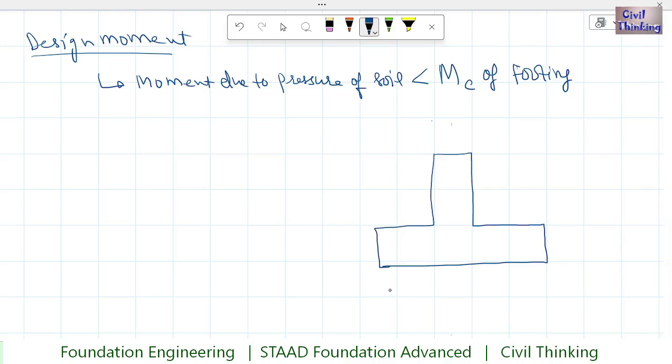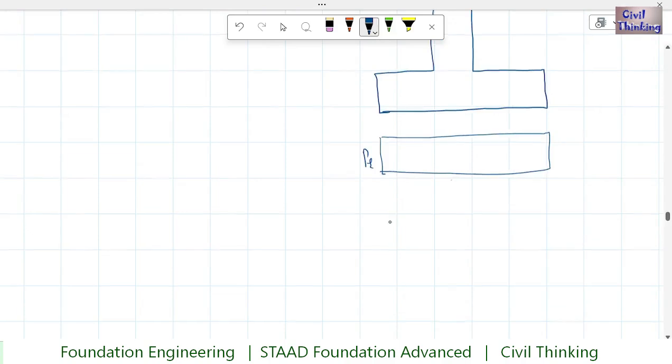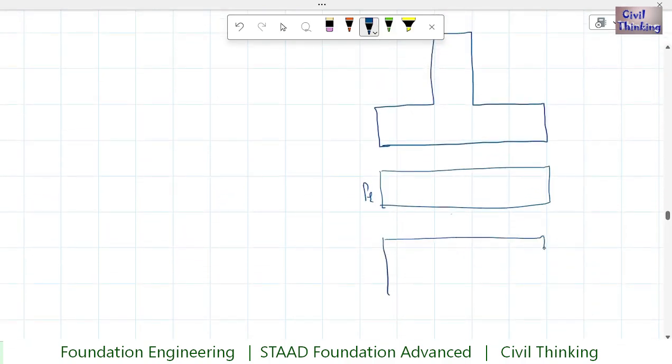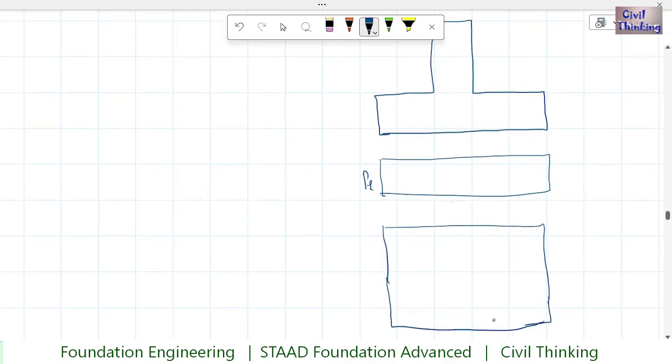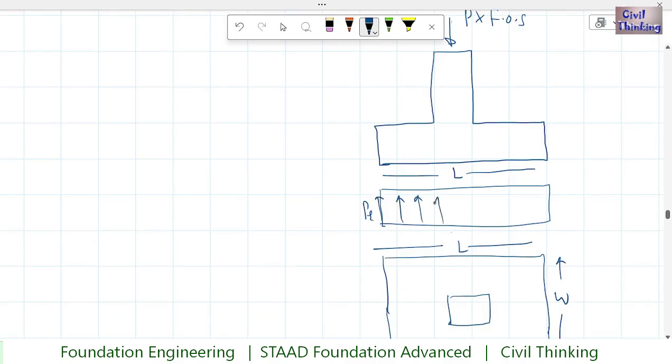Now let us say this is our pressure diagram. Now also let us draw a plan view of this isolated footing. This is the length L, this is the width, right? Now the load here is P times factor of safety, because we use the design load or the factored load in the section design or the ultimate design. Now this pressure diagram is going to exert a force. If I draw a line here, we are going to have some force here because of this much part of this diagram.